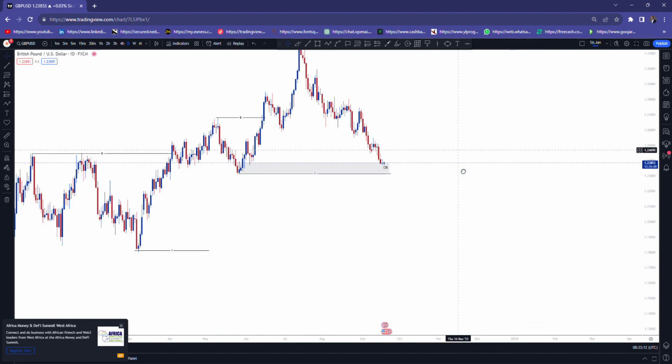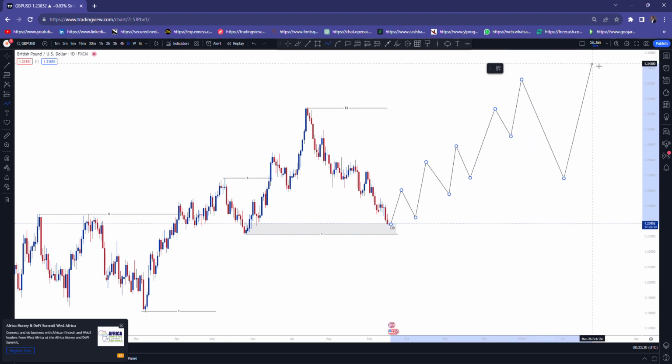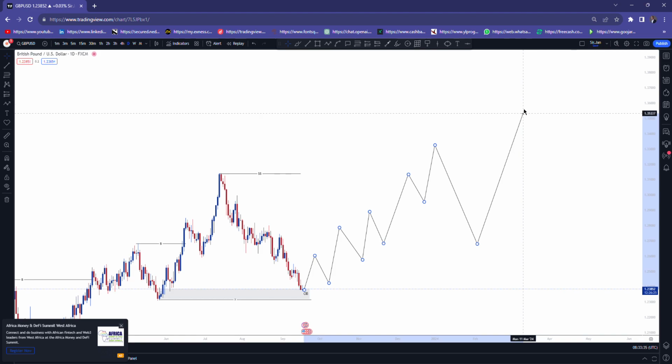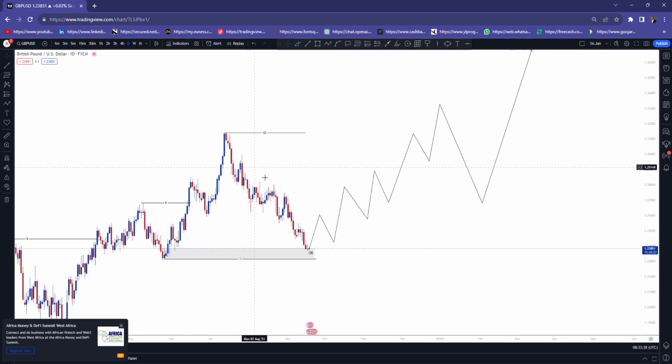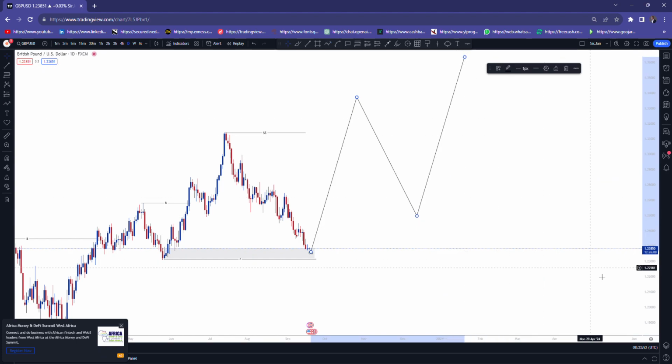Or it continues respecting this, then we know that we are in a continuation. We are in a continuation to the upside. So remember, this will look like this on a smaller time frame, but on a higher time frame it will be simple. Break of structure, like that, like that.